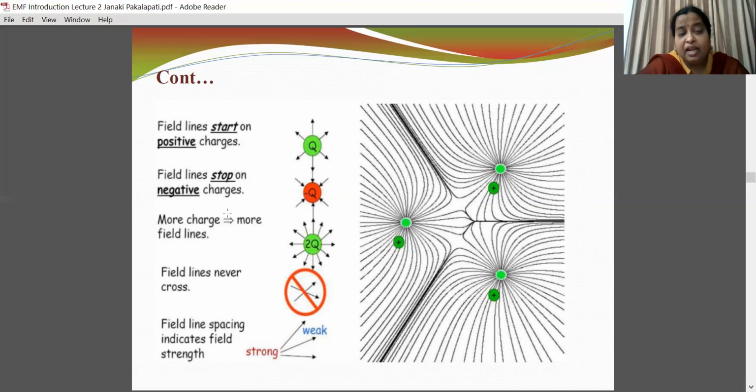Coming to field line spacing, it indicates field strength. That means if the field lines are nearer to each other, the field strength is more. And if the field lines are far away from each other, it indicates that the field strength is less.